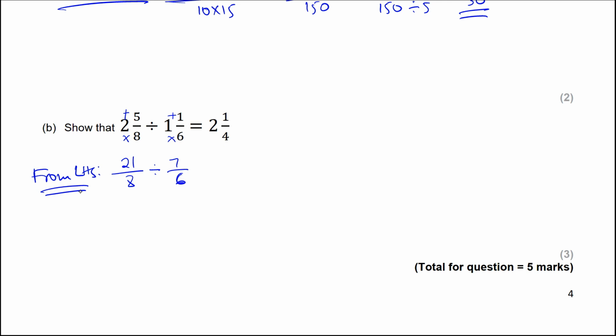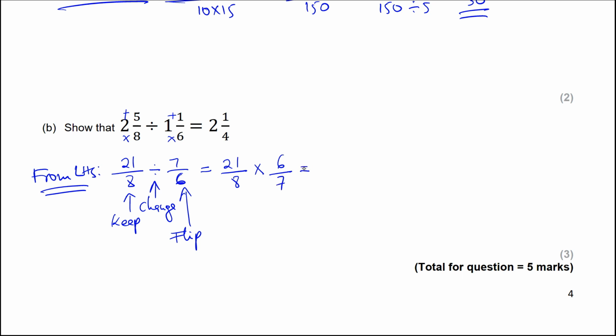Okay, so then there's something called keep, change, flip. It's a strategy on how to divide fractions. So keep that, change that, and then flip that. Okay, so keep, change, flip, probably something that you're taught in junior school. So that will be equal to 21 over 8. We change that to multiplication, and then we flip that.